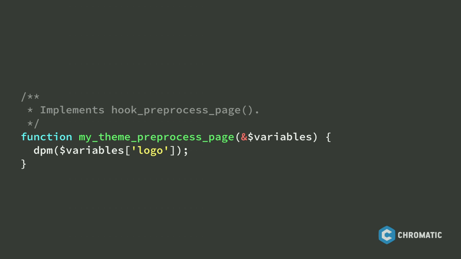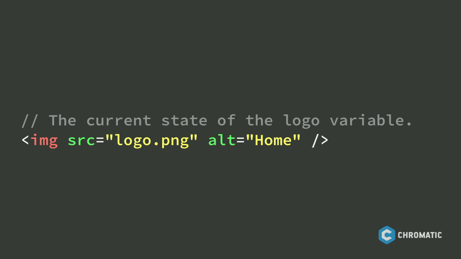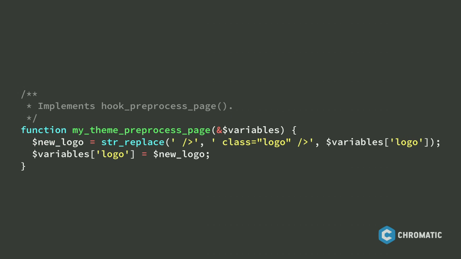So we create our preprocess function within our theme, and we use Devel to DPM the logo variable to see what it is at this time, to see how we're going to add our class. But the theme function is going to return something, and it's going to return rendered markup. So how are we supposed to add a class to this markup that's already rendered? Well, this will work.